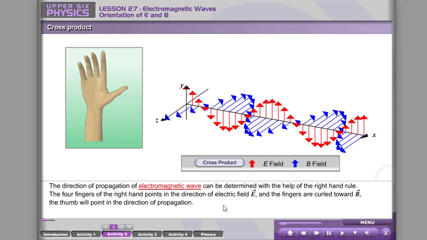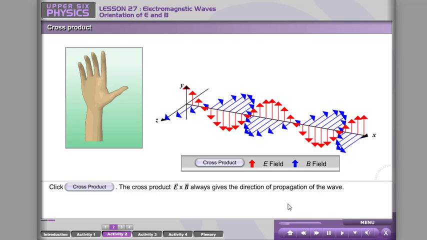The direction of propagation of electromagnetic wave can be determined with the help of the right hand rule. The forefingers of the right hand point in the direction of the electric field E. The fingers are curled toward B, and the thumb will point in the direction of propagation.